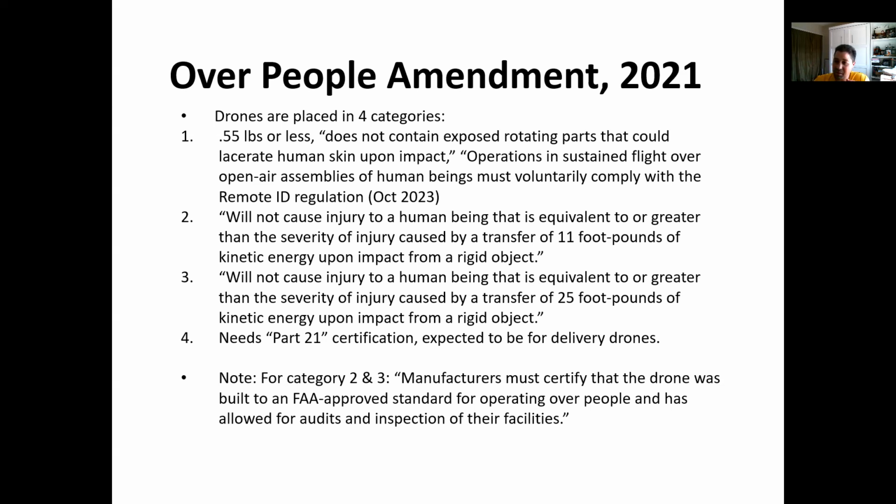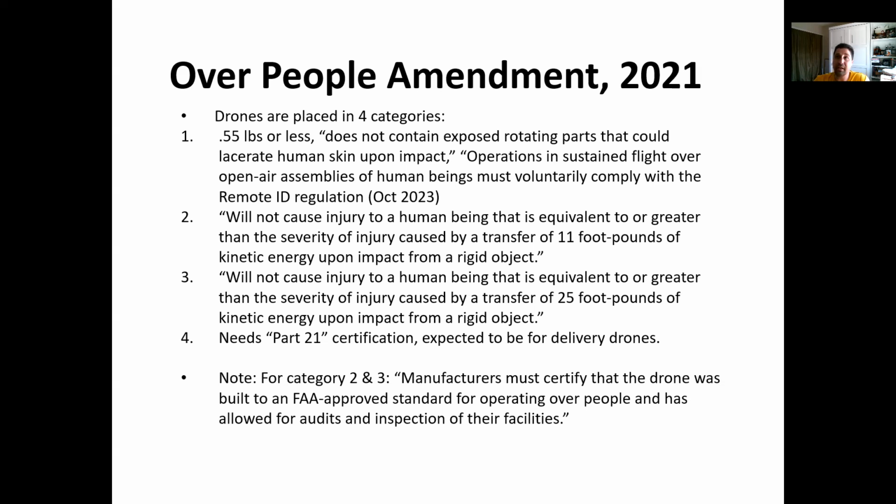Okay, so then there's a second category. Let's see, cause injury to human beings equivalent to or greater than the severity of injury caused by transfer of 11 foot-pounds of kinetic energy, equivalent to or greater than skin laceration, 25 foot-pounds of kinetic energy. Basically, for categories 2 and 3, manufacturers must certify the drone is built on an FAA approved standard for flying over people.